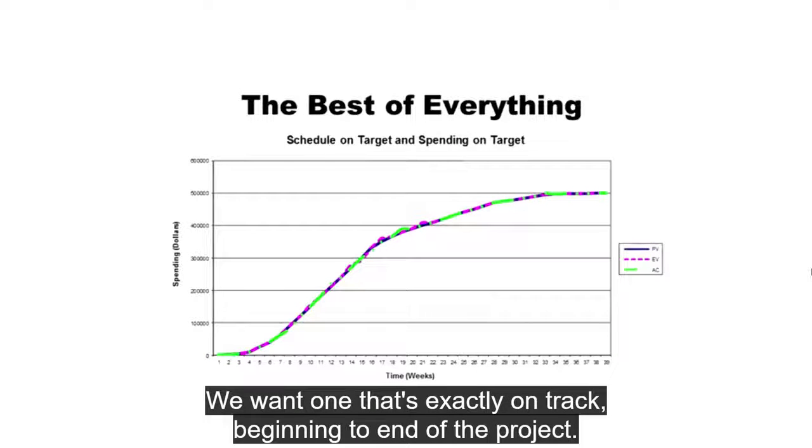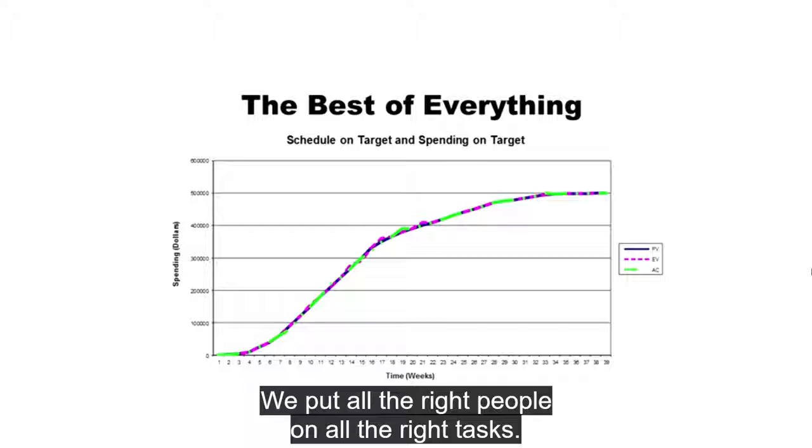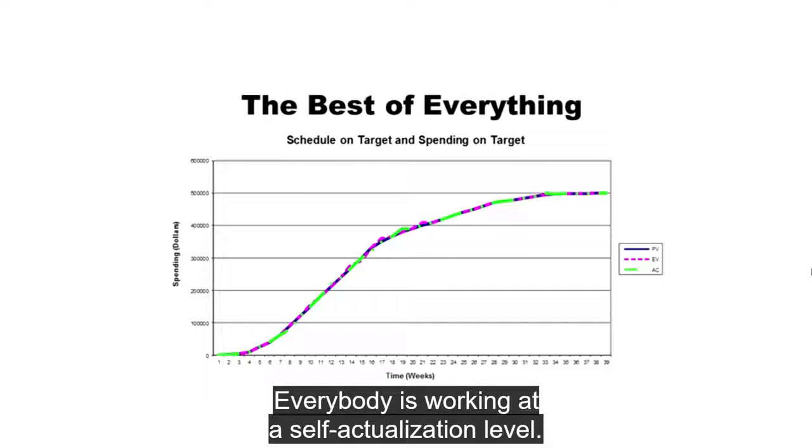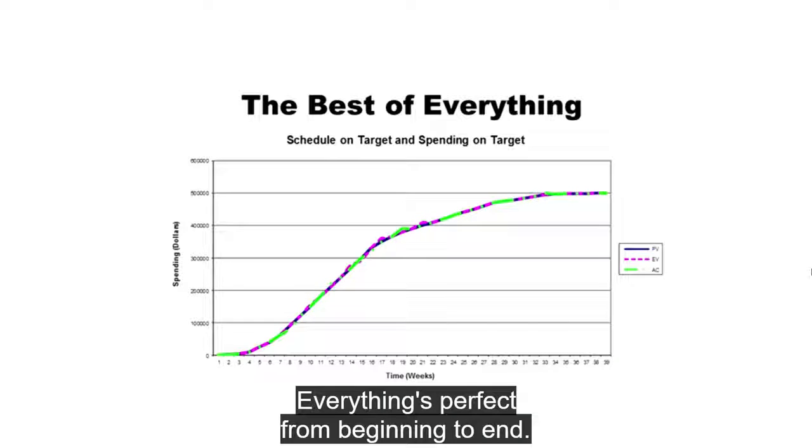We want one that's exactly on track, beginning to end of the project. This means that our estimates were perfect. We put all the right people on all the right tasks. Everybody's working at a self-actualization level. No risks hit the project. Everything went perfect. You're a great project manager. Everything's perfect from beginning to end.